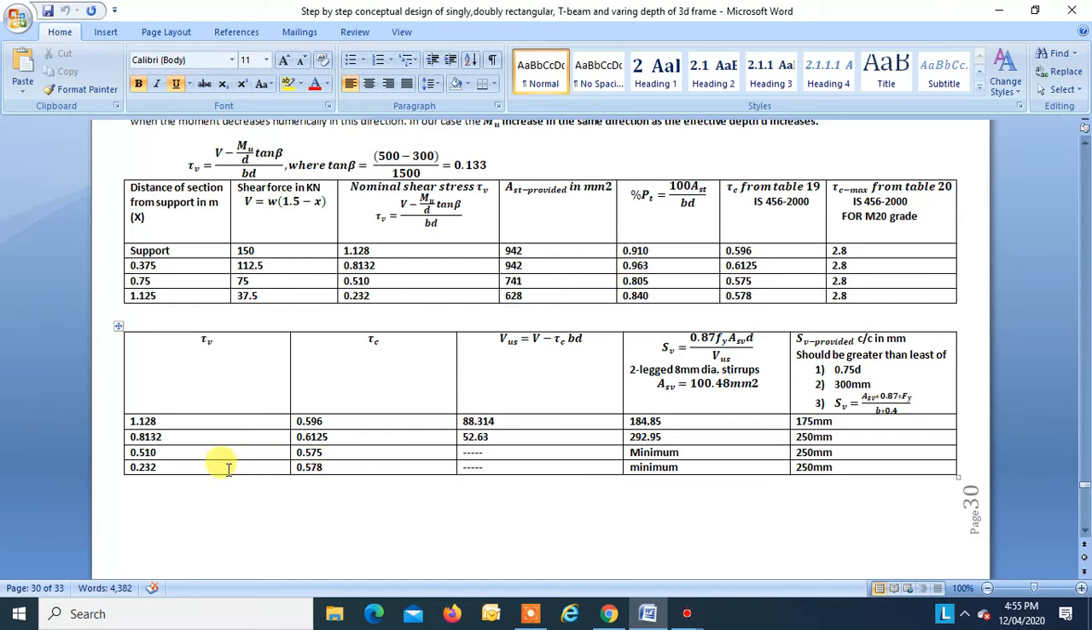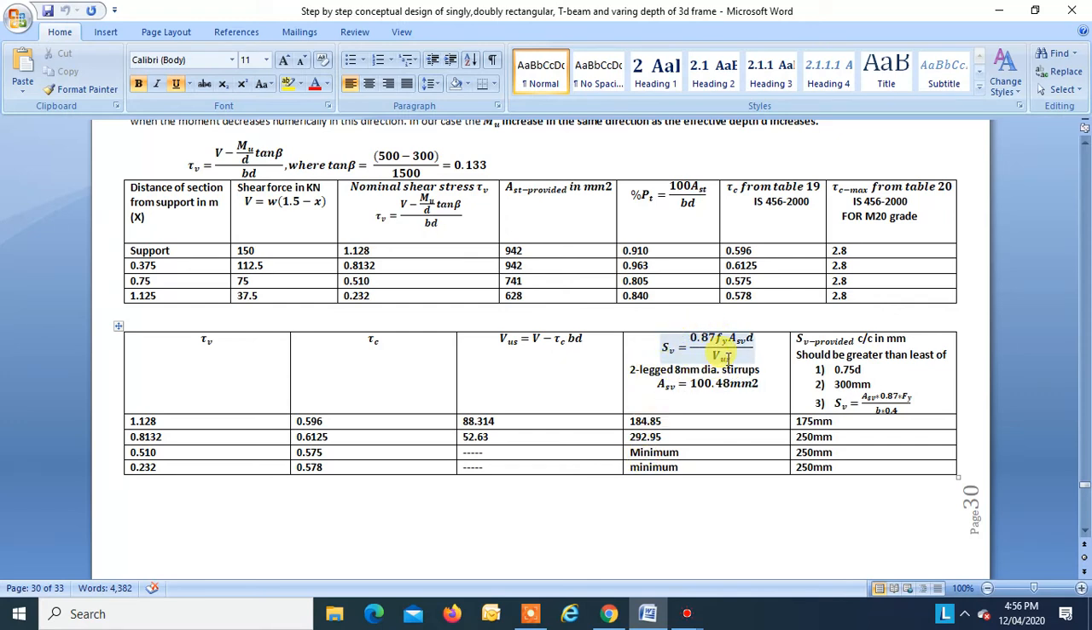Over here tau c is greater than tau v, so VUS will not come into action. So you will have to find the spacing of stirrups for this force and this force, and over here you have to provide the minimum spacing. Okay, the minimum stirrup requirement has to be provided in these two cases, right? Now we are providing two legged 8 mm dia stirrups.